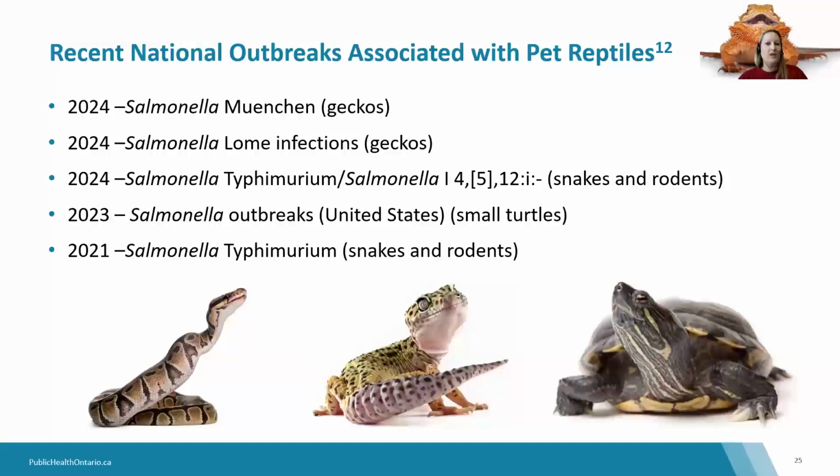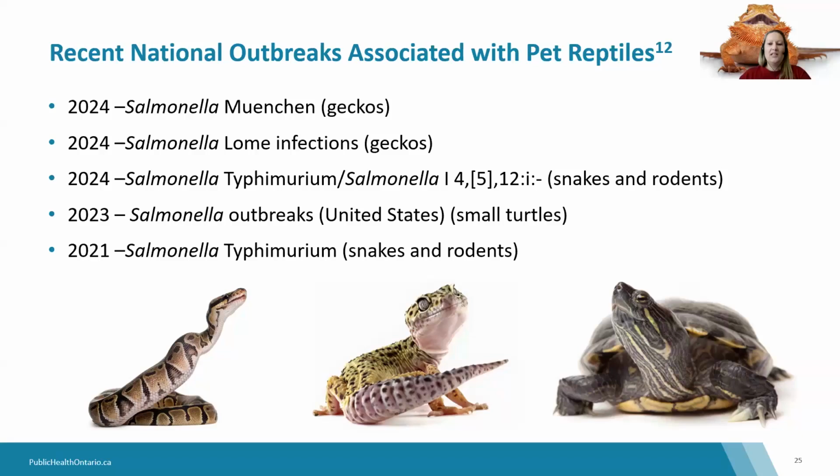As reptiles have become more popular as pets, there's data out there showing that particularly bearded dragons and lizards are becoming more popular. The number of reptile-associated outbreaks has also increased. On the slide here are some of the recent national outbreaks involving Salmonella in reptiles, and for which the Public Health Agency of Canada has issued a public health notice. These have included outbreaks of various serotypes linked to lizards and snakes.